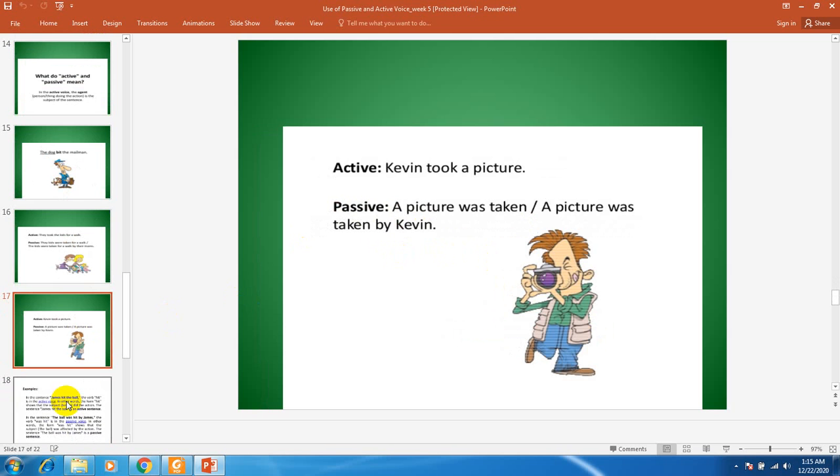Kevin took a picture. This is an active voice sentence. Whenever we want to change it to passive voice, a picture was taken, or we can say a picture was taken by Kevin. This is passive voice.